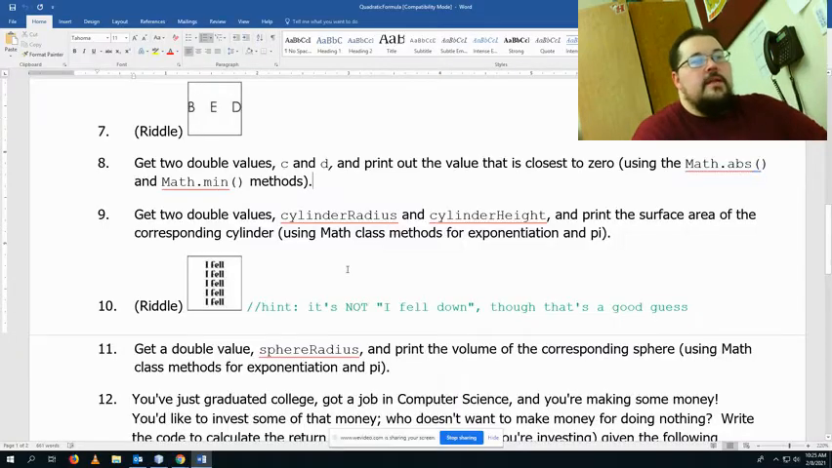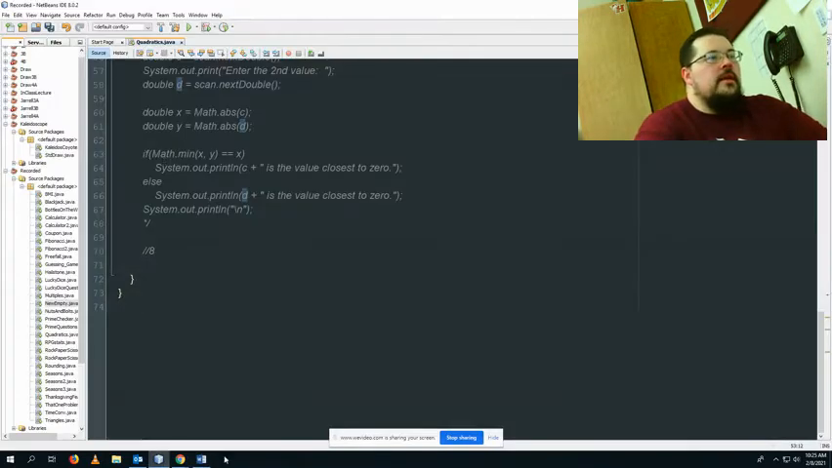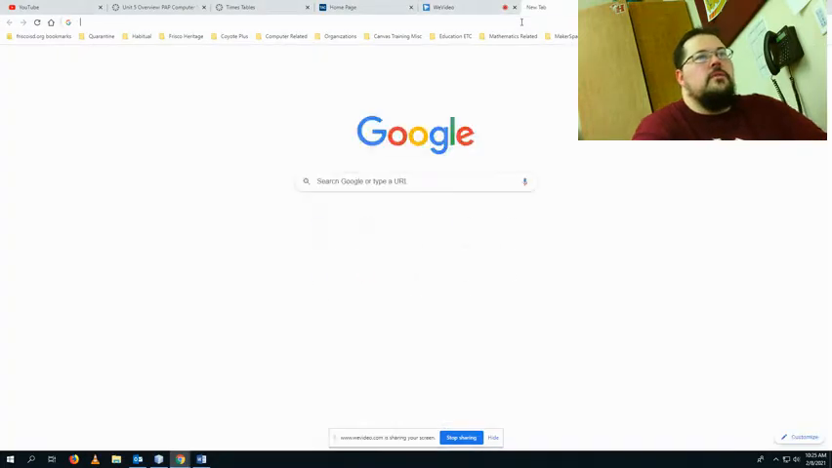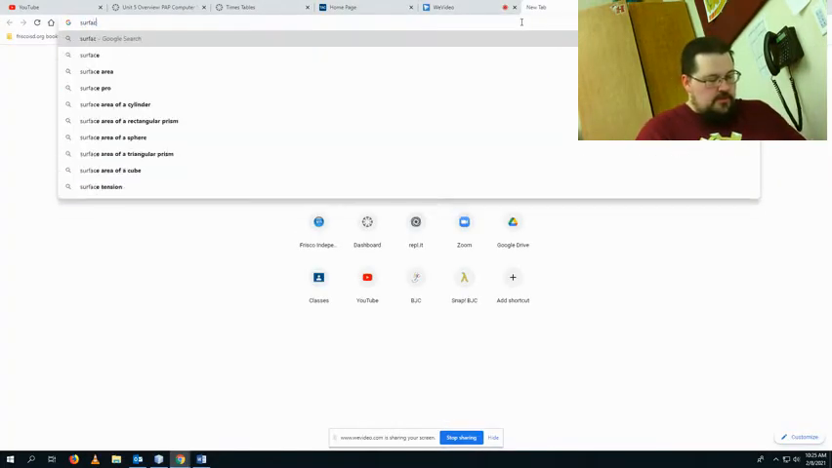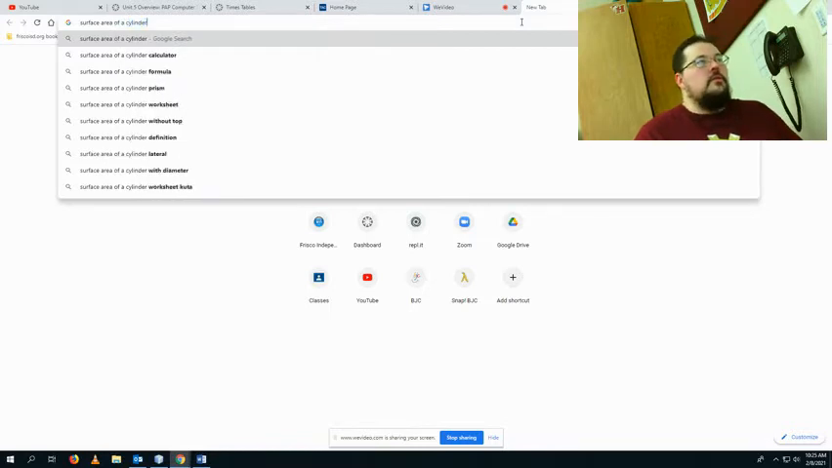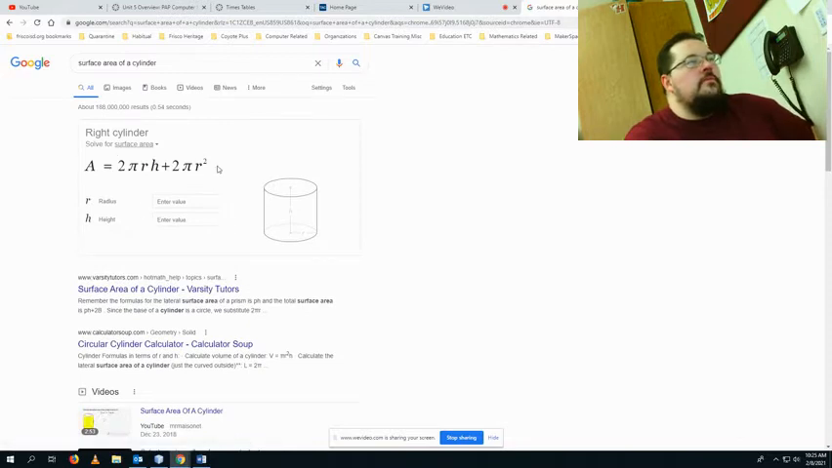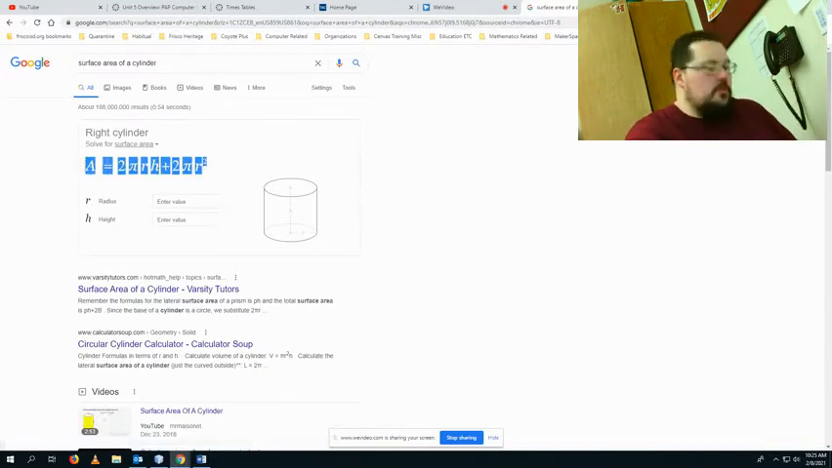Number 9: get two double variables, cylinder radius and cylinder height, and print the surface area. Okay, it's a common formula, but it has been a while, so surface area of a cylinder. There you go. So this is the formula we're going to use.